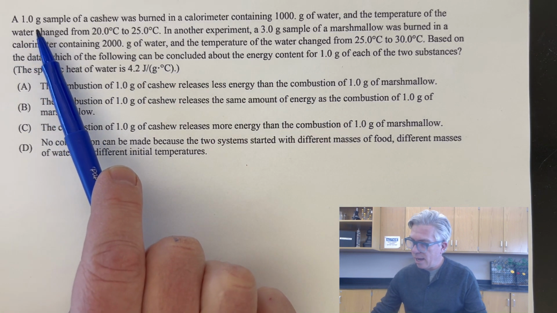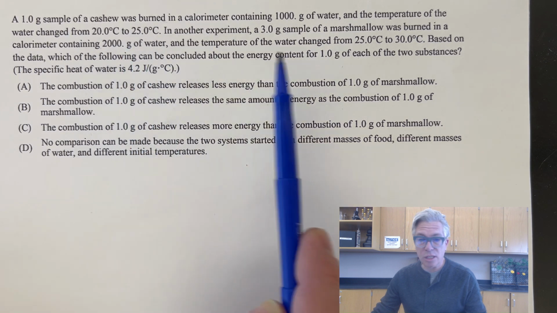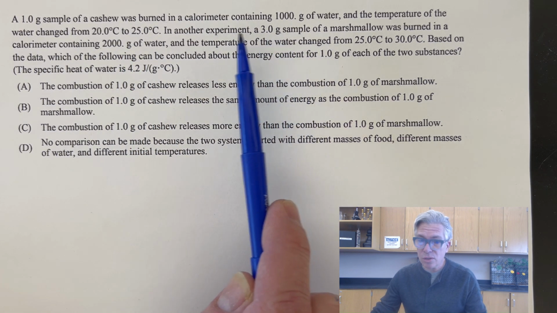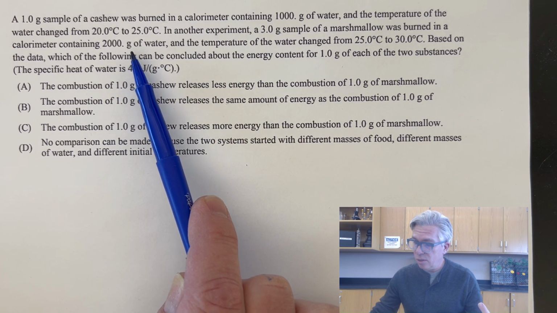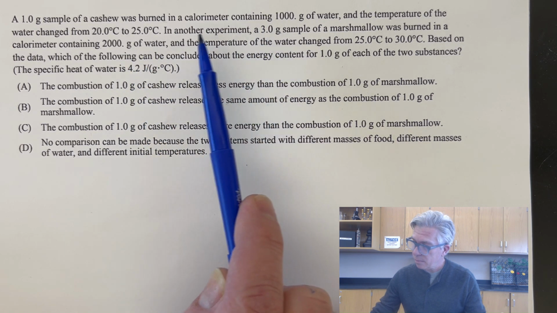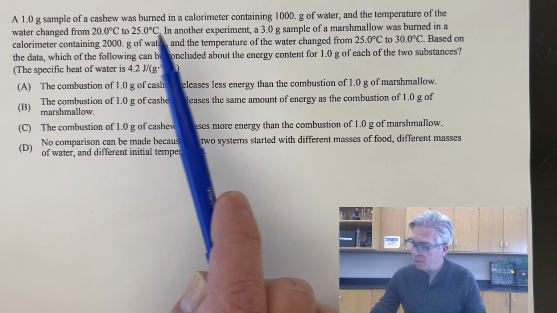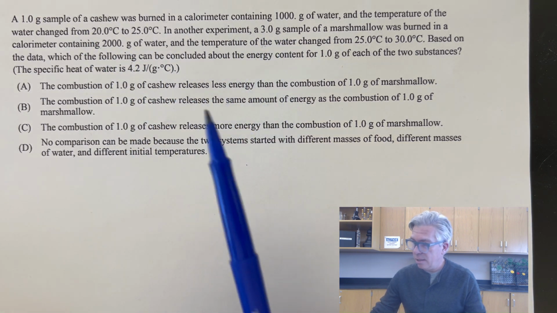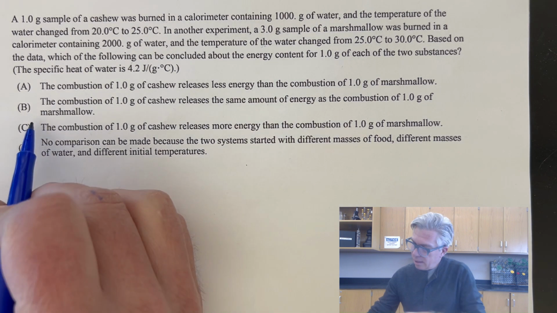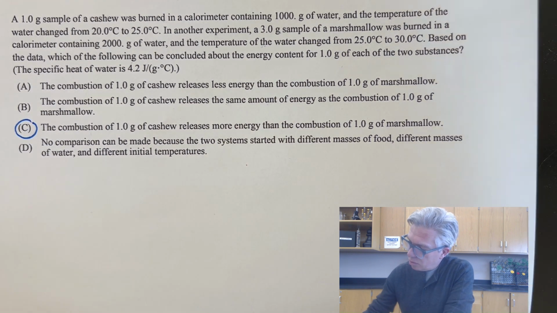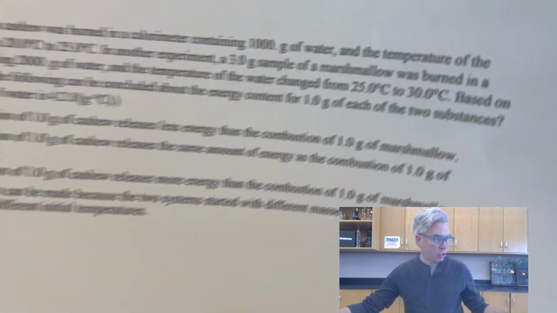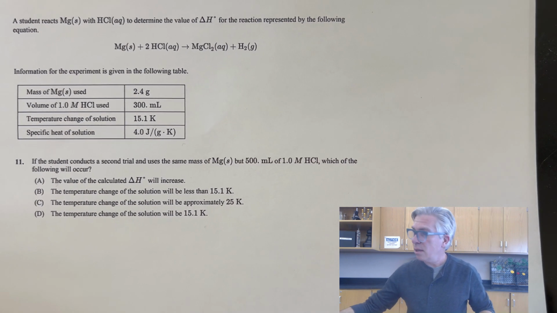We already have the 1 gram of the cashew, which changed it by 5. We had 3 grams of the marshmallow, which changed it also by 5, and also twice as much water. So we have twice as much water doing the same thing, but 3 times the amount of mass. So it can be concluded then that the combustion of the 1 gram of cashew does more per gram than the 1 gram of the marshmallow. So there you go. Again, there's a lot of reading on these things.